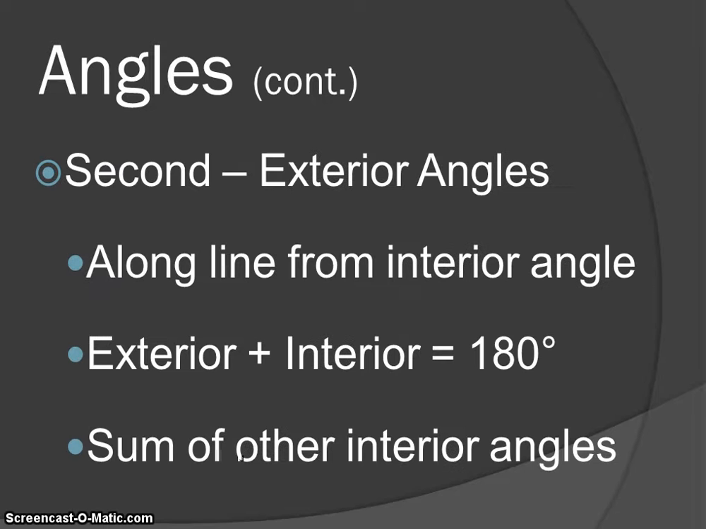The second type of angles associated with triangles are exterior angles. These can be found by extending a line along the triangle to outside the triangle. Then you take the interior angle corresponding with that extended line and subtract it from 180 degrees to get your exterior angle. The exterior angle is also the sum of the other two interior angles, which are not involved in the calculation.